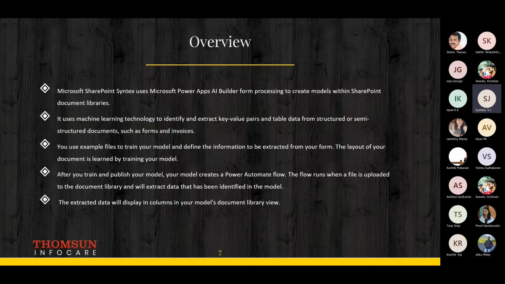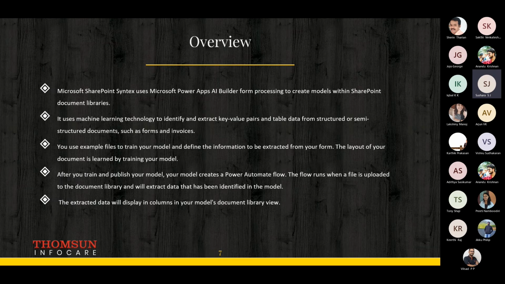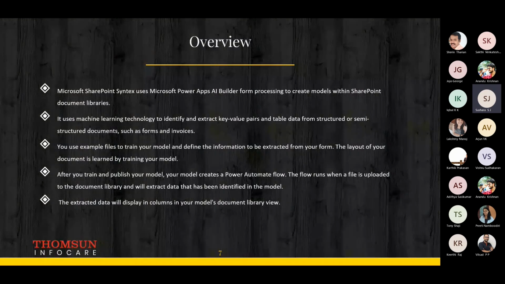The layout of our model is learned by training our model. We need only 5 documents to start with, and after you train and publish the model, your model creates a Power Automate flow. The flow runs when a file is uploaded to the document library and will extract the data that has been identified in the model. This data will be displayed in columns in your model's document library view. So basically, we'll be able to see all the extracted data in a different view in the document library.